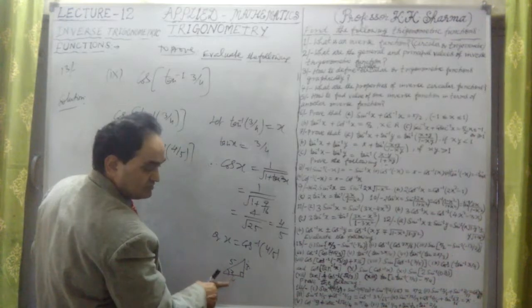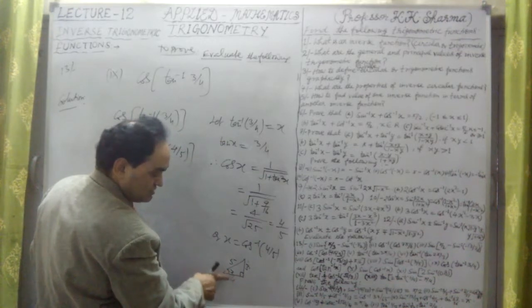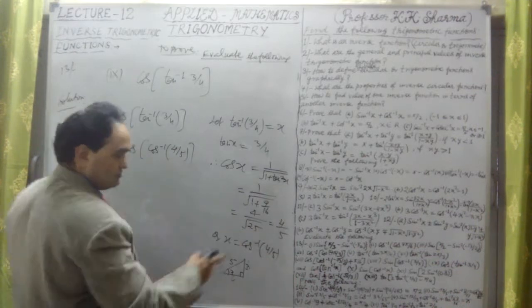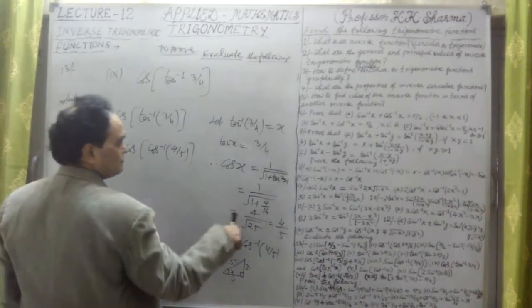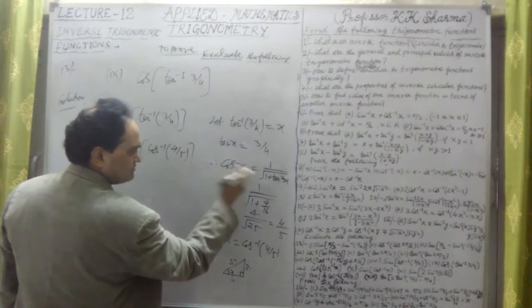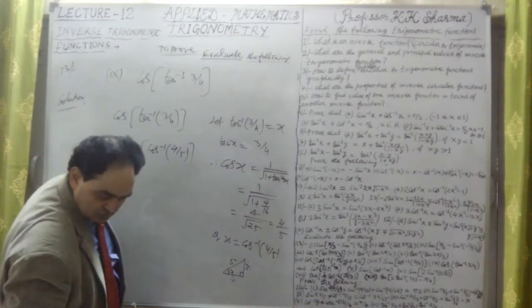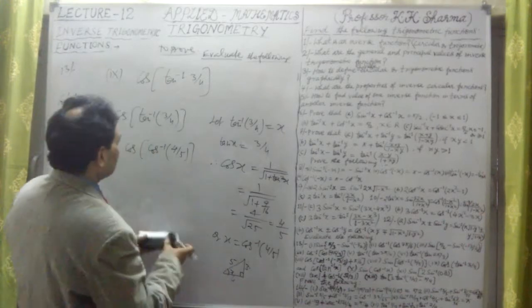What is cos theta then? Cos x here is 4 by 5. With the help of a right angle triangle also we can do it. But if I express it in terms of tan, then this is the formula which we have completed. This is the process of solving.